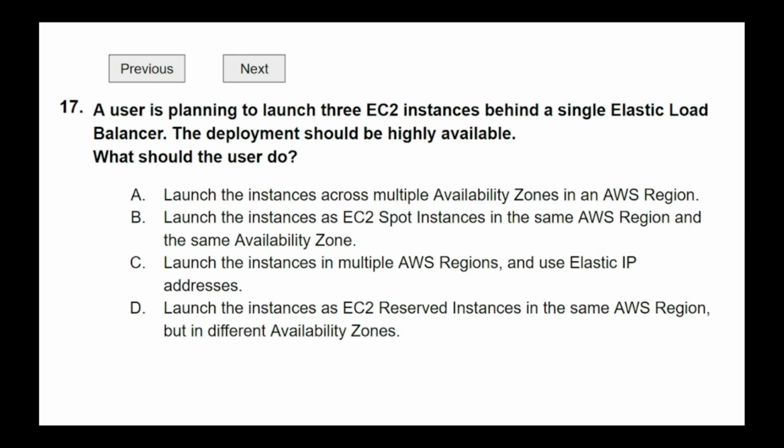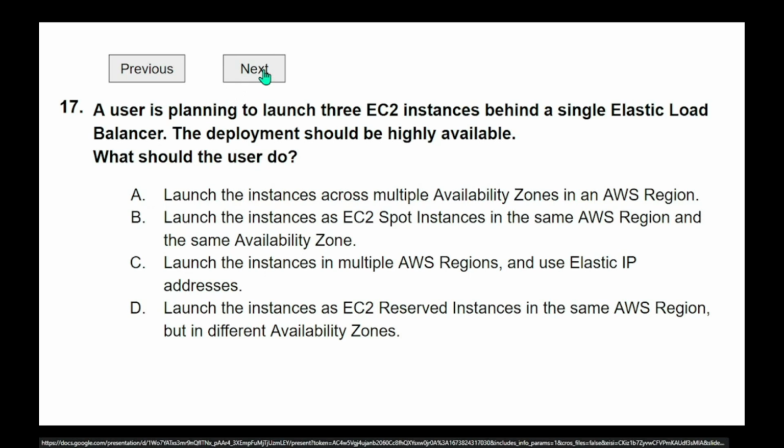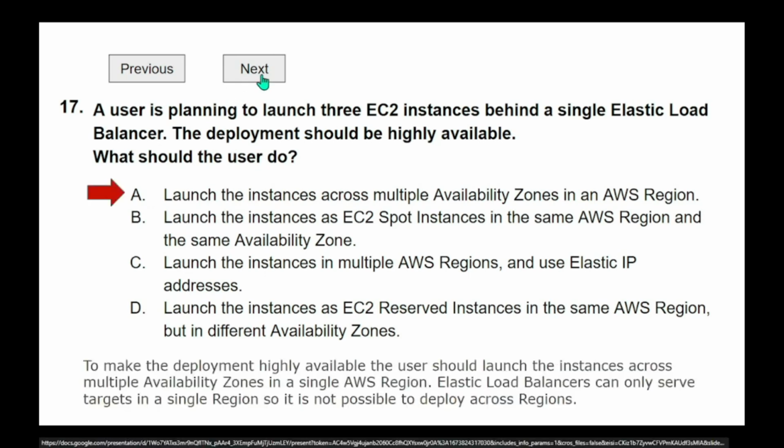The answer is option A. You are supposed to launch the instances across multiple availability zones in an AWS region. And it is recommended that you launch in at least two availability zones in each region, so that in case one fails, then you'll have the advantage of using the other, or your traffic using a load balancer will be deployed to the other EC2 instance on the other availability zone. So the answer is option A.